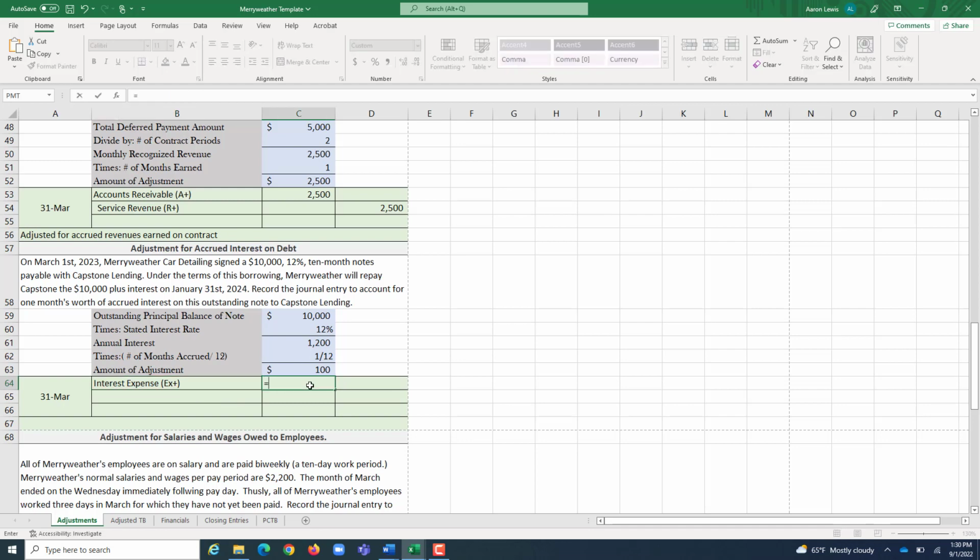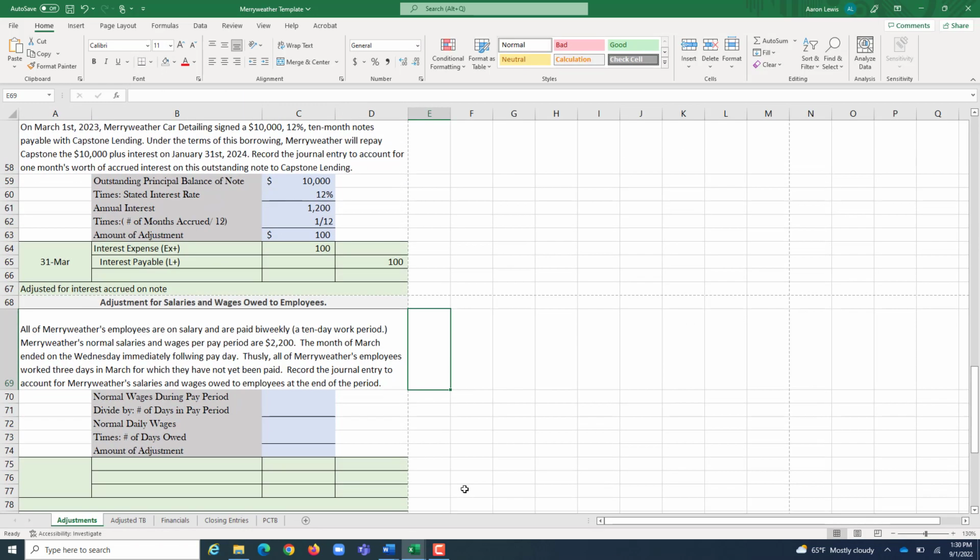So we're going to debit interest expense for $100. Since we're not actually paying anything to Capstone Lending until January 31st of 2024 when this note becomes due, we're not going to credit cash. No money's getting transferred. What we need to credit here is the fact that we know we owe them $100 worth of interest. We're liable to pay them that $100 worth of interest. It's a liability account. It is interest payable. So we're going to credit interest payable for that same $100 when we adjusted for interest accrued on the note.